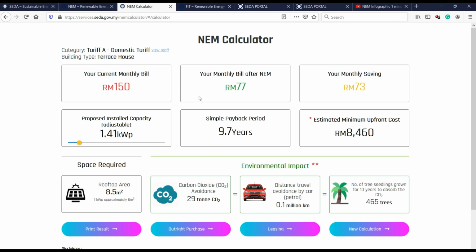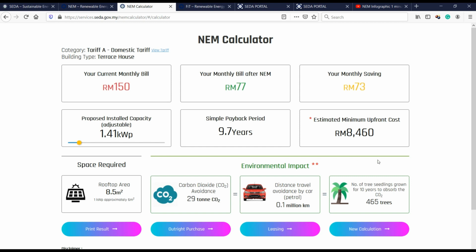So from 150 ringgit that I need to pay every month, after I install this capacity of about 1.41 kilowatt peak, my monthly bill after NEM will be 77 ringgit. So I will save 73 ringgit Malaysia. This is ROI, return on investment. The simple payback period is about 9.7 years. This is the estimated minimum upfront cost, which is about 8,460 ringgit.